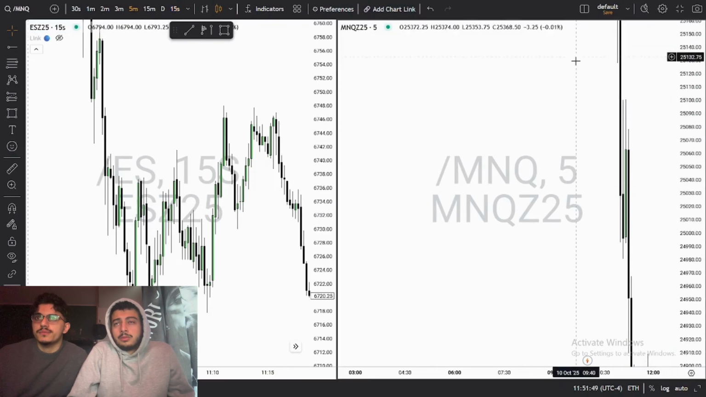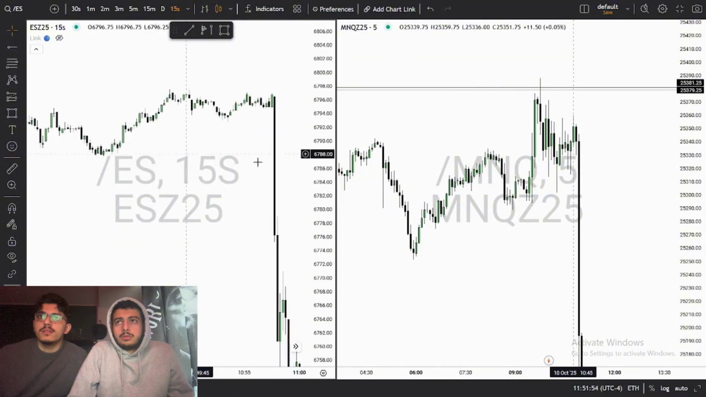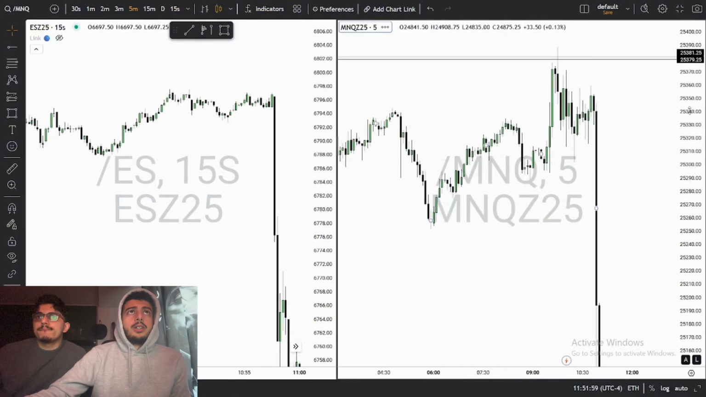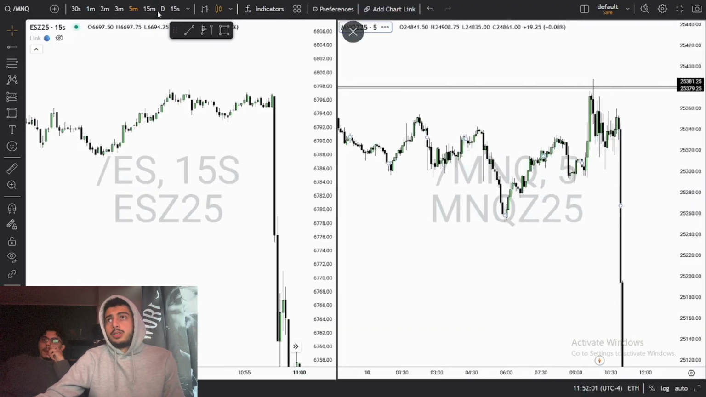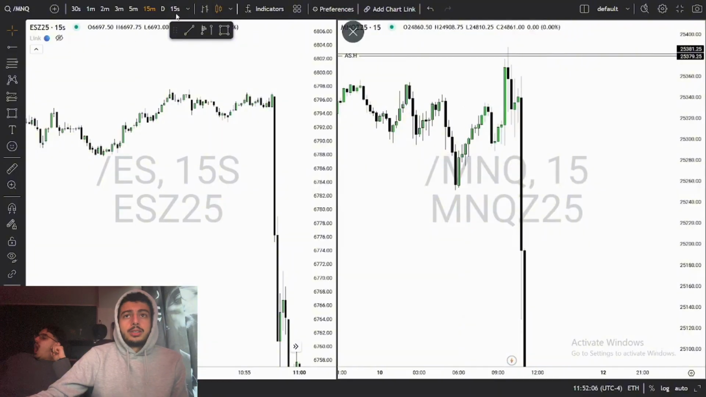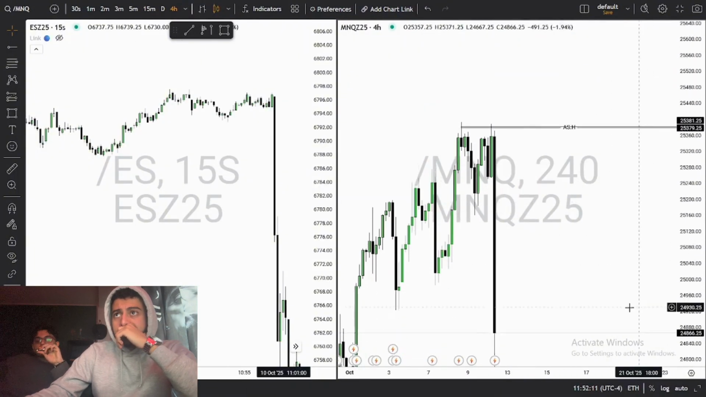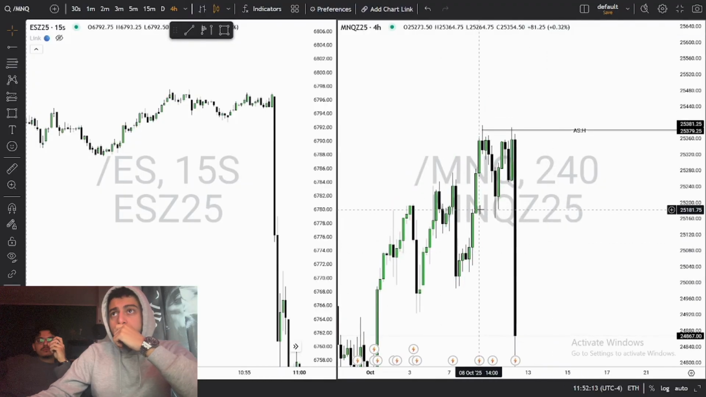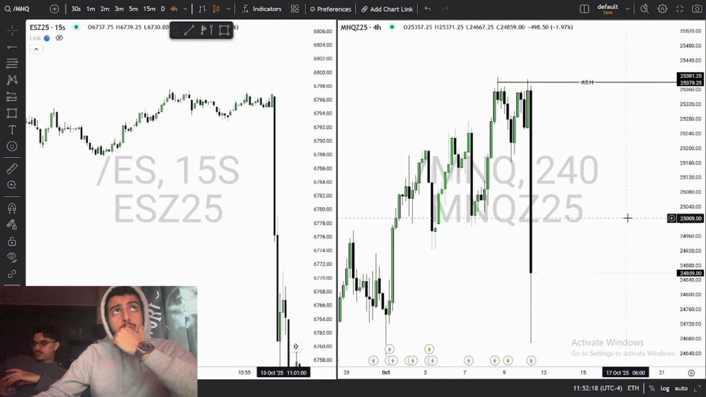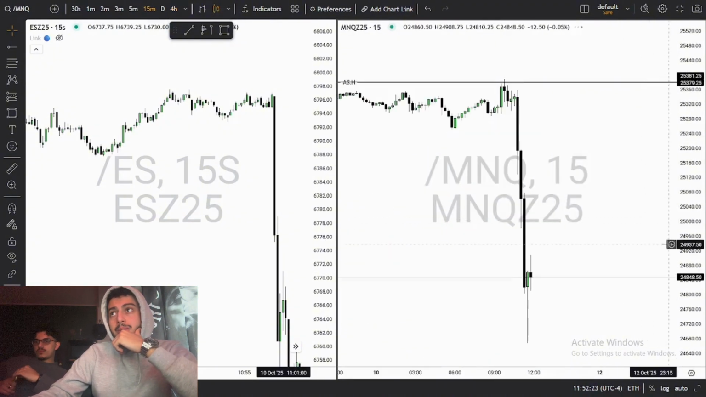So the first long actually was... Let me explain it. Where's the long? Okay, so guys, the first long that I took was based on the 4 hour time frame. I went to the 4 hour time frame at first, detecting my bias, the movement of the trend. I was actually neutral, so I was looking for longs as well as shorts. After that I went directly to the 15-minute time frame.